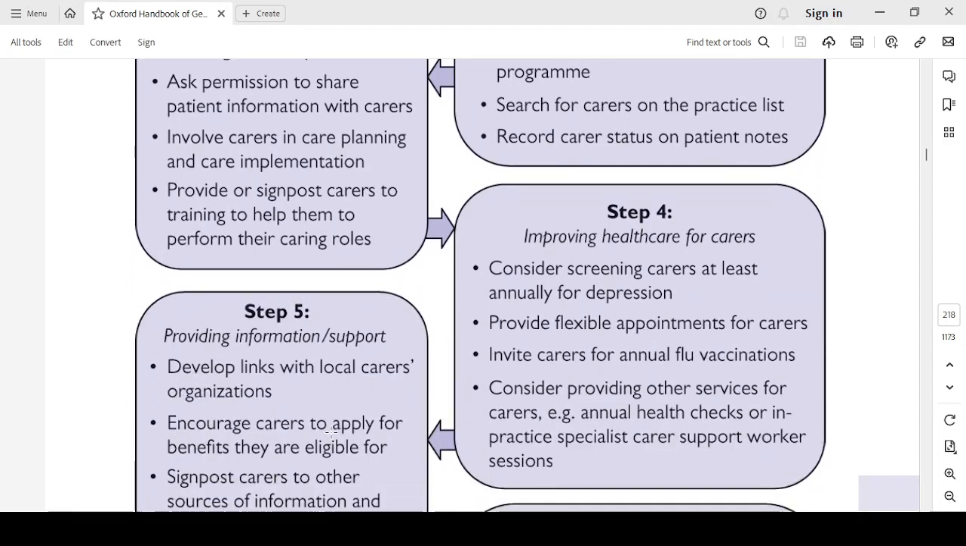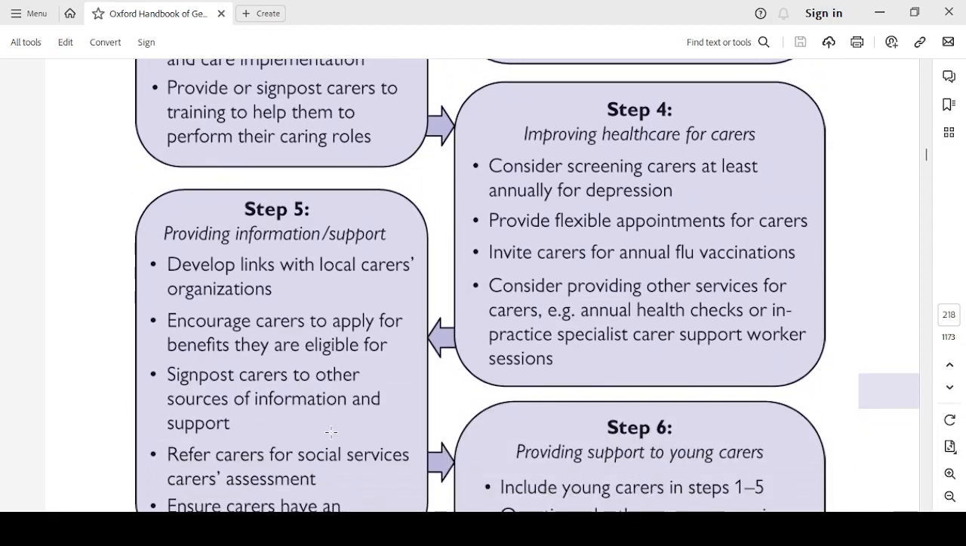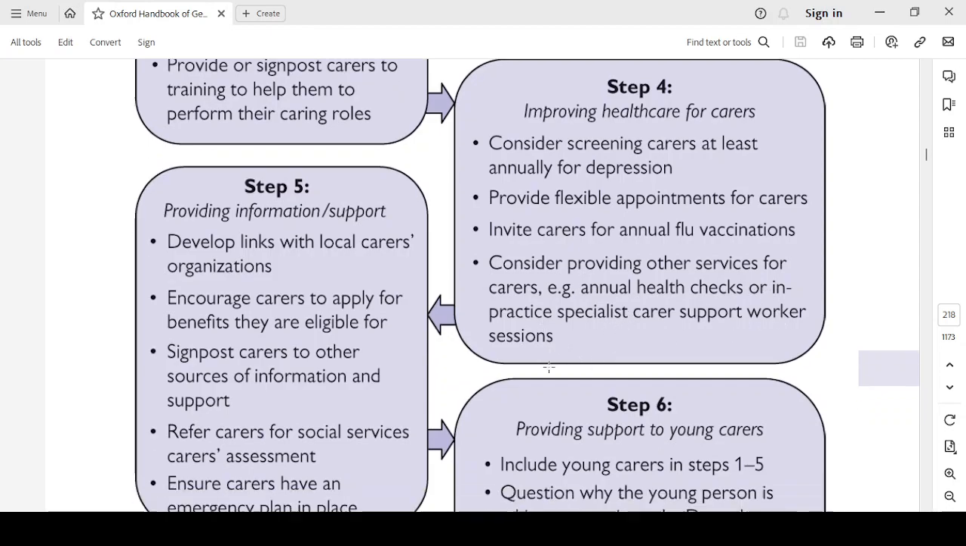Step 4. Improving healthcare for carers. Consider screening carers at least annually for depression. Provide flexible appointments for carers. Invite carers for annual flu vaccinations. Consider providing other services for carers like annual health checks and in-practice specialist carer support worker sessions.